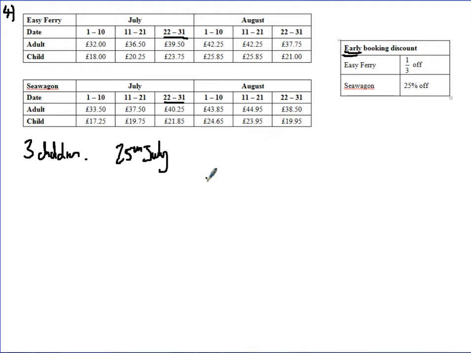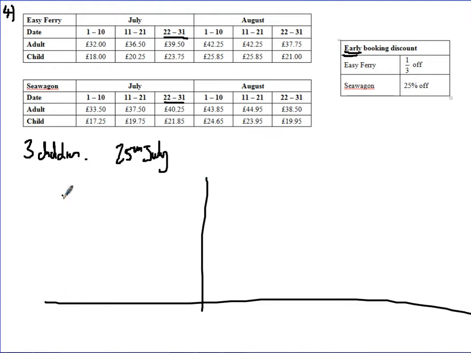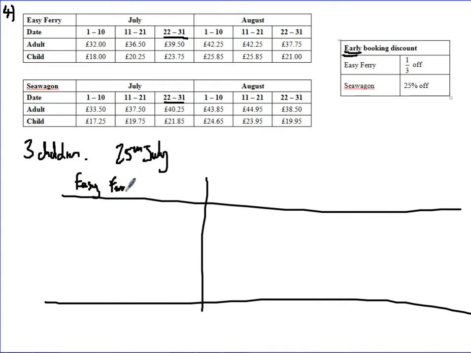So generally in this sort of question I'll split them in half. So I'll put Easy Ferry here, and then also put Sea Wagon on this side. It just makes it easier in terms of separating what you're working out. So Easy Ferry first of all, so it's 2 adults and then 3 children. So it's this area here because it's 25th. So it'll be 2 lots of £39.50 plus 3 lots of £23.75.